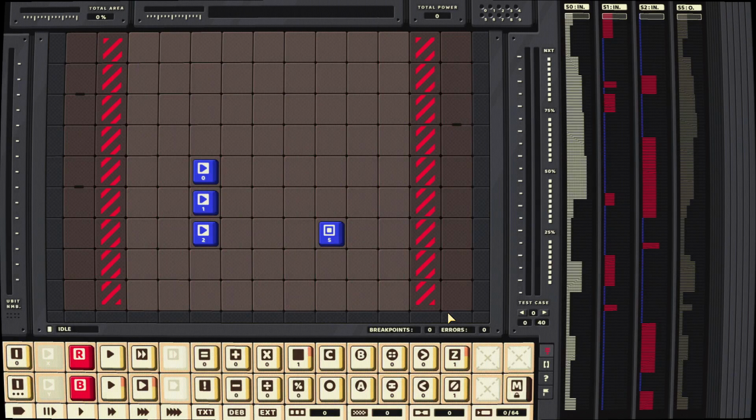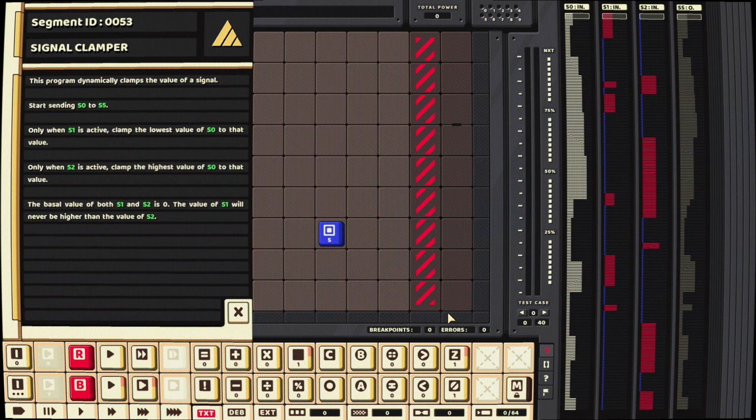Signal Clamper. Let's see what Signal Clamper is about. Okay, dealing with signals again. This program dynamically clamps the value of a signal. No idea what that means. Start sending S0 to S5. Only when S1 is active, clamp the lowest value of S0 to that value. Only when S2 is active, clamp the highest value of S0 to that value. Clamp? What? The basal value of both S1 and S2 is 0. The value of S1 will never be higher than the value of S2. What? I don't even know what they're trying to ask me here.